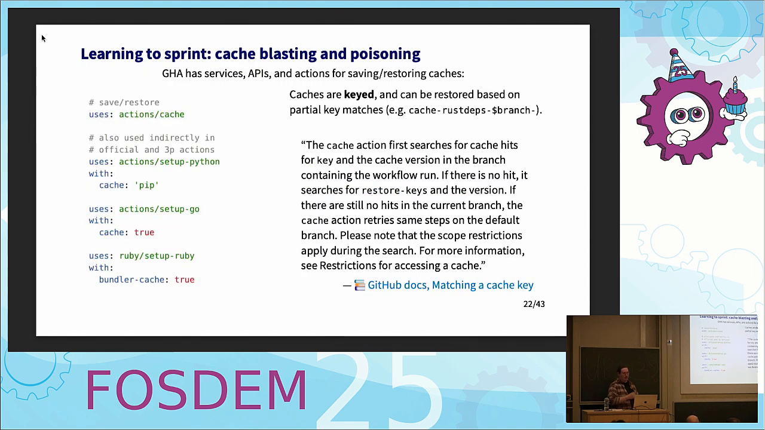Okay, let's get a little bit more advanced. GitHub Actions has services and APIs and actions for saving and restoring caches. These are critical for speeding up actions that pull a lot of things from public indices. These caches are keyed and can be restored based on partial key matches. So for example, if you have your Rust dependencies, you want to restore from multiple different sources. The way it restores when you have partial matches is based on that partial match, but also a sort of privilege system of anything that's previously been landed in the upstream repo. So if you can poison that upstream cache, any downstream workflows that run will run with your poisoned cache.